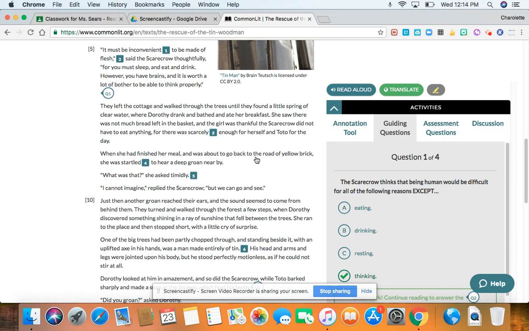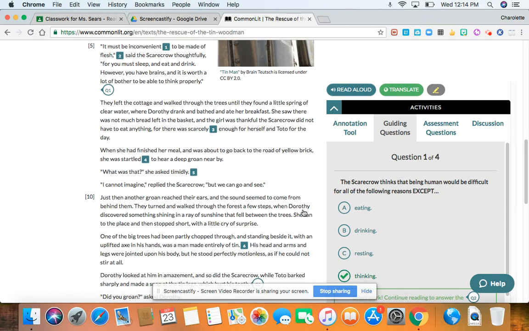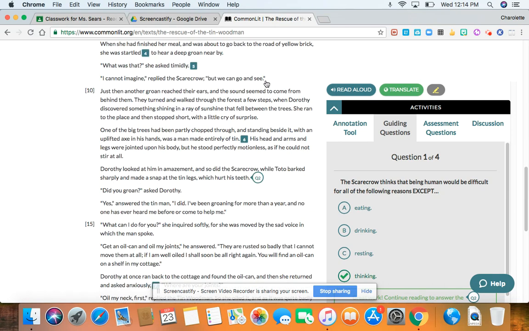When she had finished her meal and was about to go back to the road of yellow brick, she was scared to hear a deep groan nearby. "What was that?" she asked timidly. That means showing a lack of courage or confidence. "I cannot imagine," replied the scarecrow, "but we can go and see." Just then, another groan reached their ears, and the sound seemed to come from behind them. They turned and walked through the forest a few steps, when Dorothy discovered something shining in a ray of sunshine that fell between the trees.